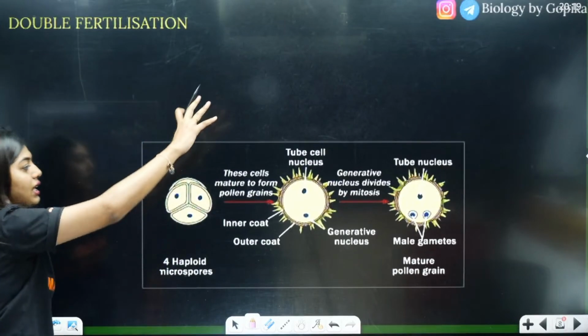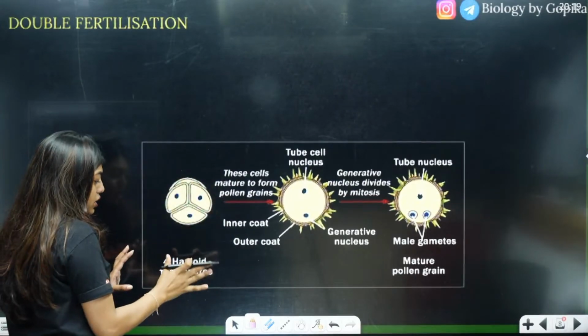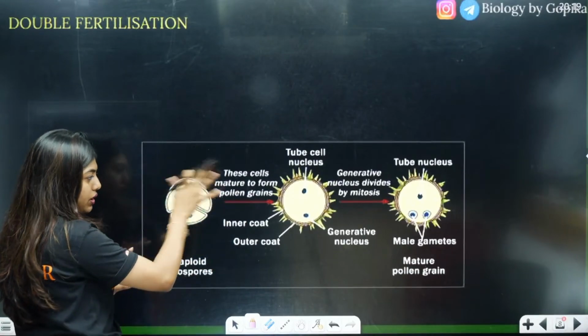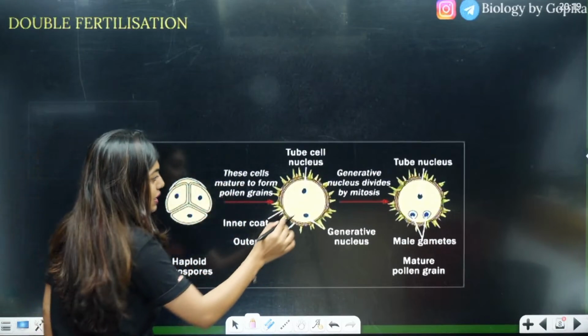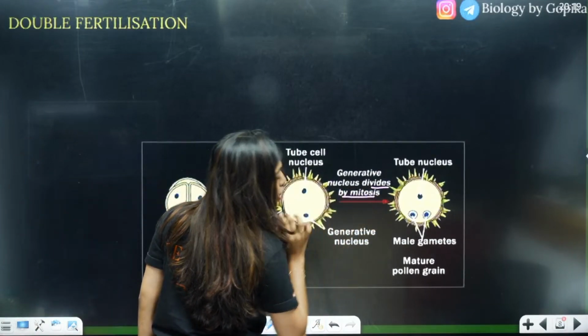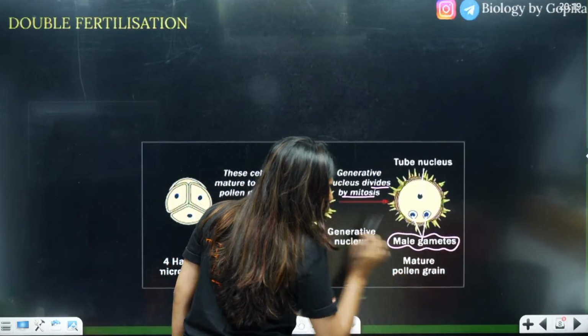Now look here, double fertilization. Before I go to double fertilization, I'll give you an idea about what it is. Now students, look here. This is your microspore. Forget about all of that. Your generative nucleus will divide by mitosis to form your male gametes. Can you see here? Male gametes will be formed.